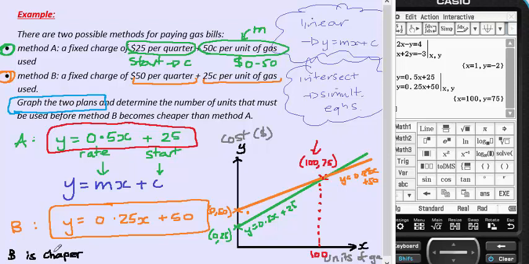Oh, I can't even spell there. Let's try that again. Cheaper when the units exceed 100 units. And there's my answer.